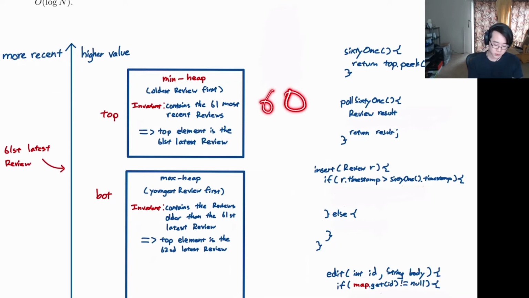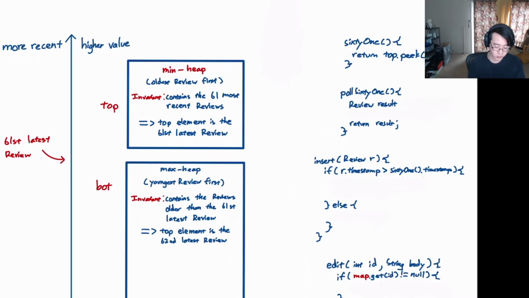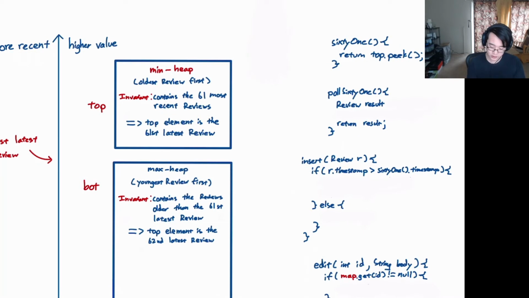But we want to enforce this invariant that it contains 61 of the most recent reviews. So what we can do is use the first element of the bottom heap and put it into the top heap whenever we remove this top element in this top heap. Essentially what that looked like in code is that first we'll get the result by removing it from the top heap. That's what poll does.